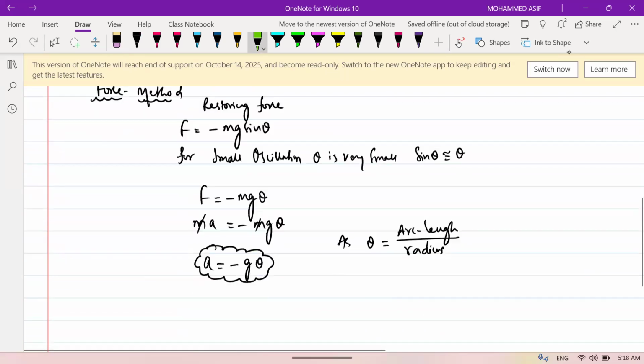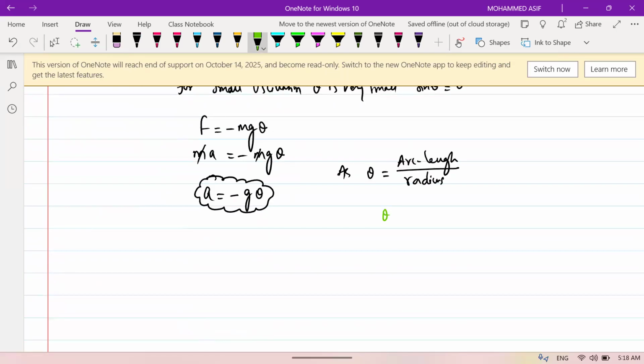So sin theta will be equal to how much? Theta is equal to arc length, and arc length is equal to x divided by L. So I can write that value here: a is equal to minus g into theta, which is x divided by L. Am I clear?